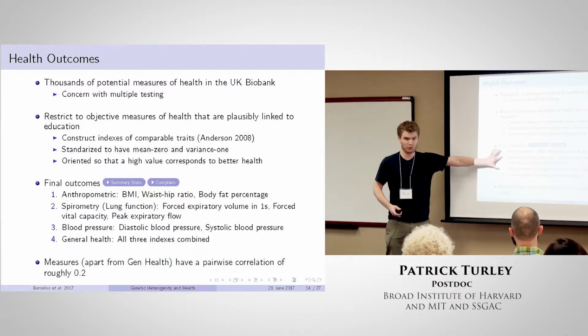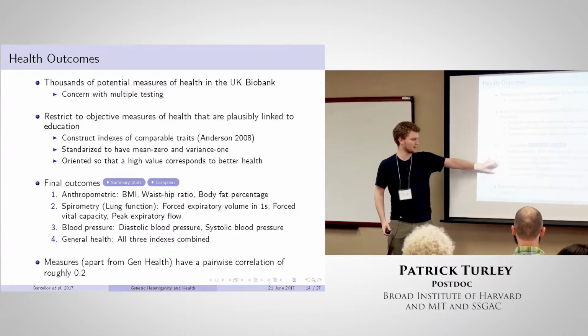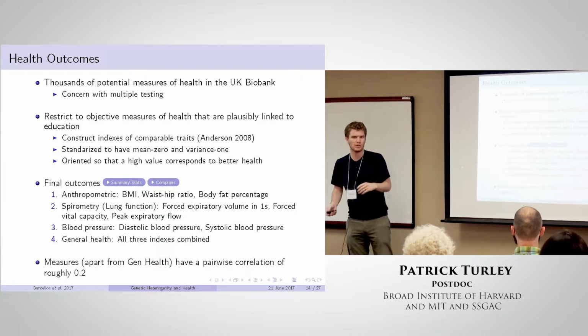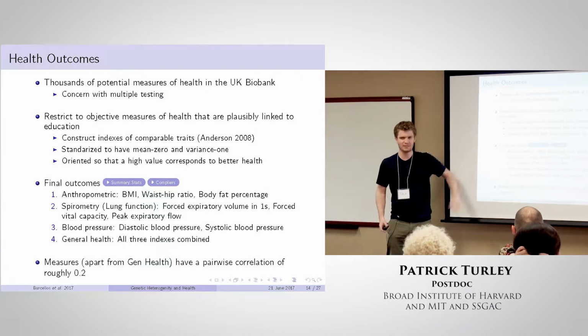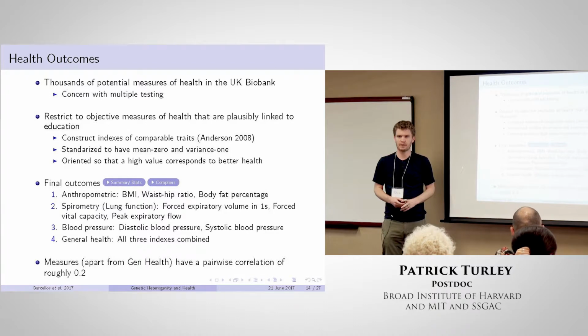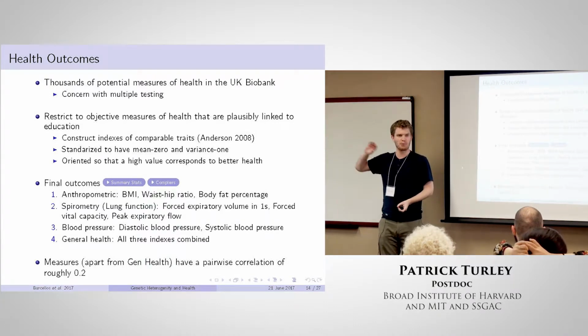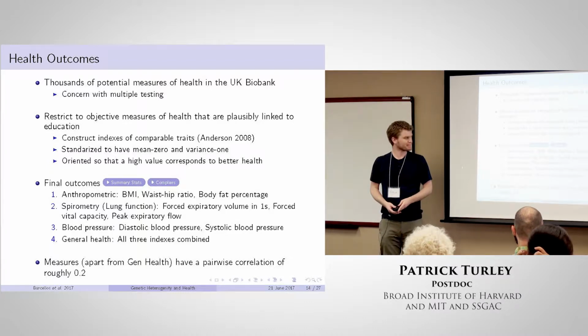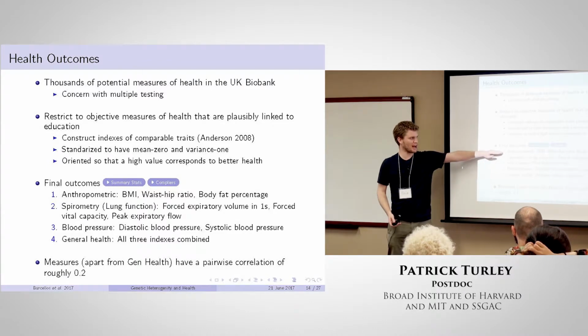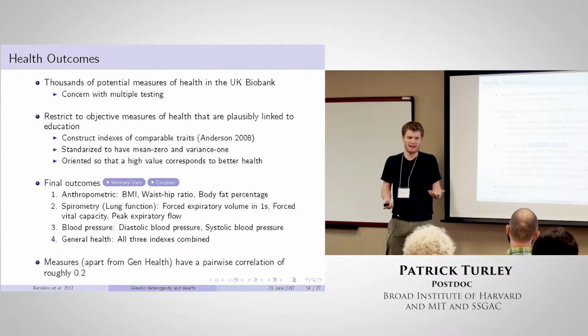And then we take the 3 of these indices and we just make one general health index out of the 3 of these. Each pair of these indices has a correlation of about 0.2. So they're getting at kind of different things. And we've also oriented all of these so positive means more healthy. So this is going to be kind of reverse. A high anthropometric score means that you have a low BMI.